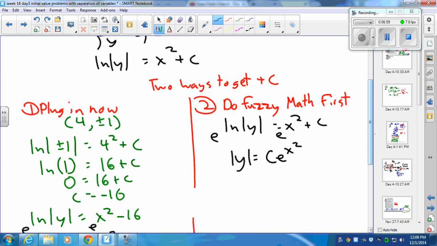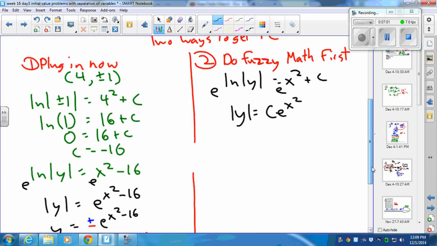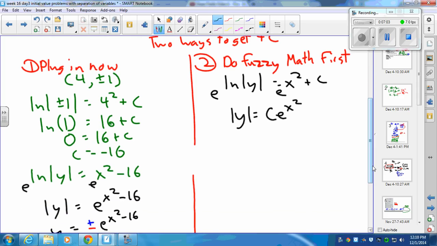But realize this, the absolute value breaks into two different guys. It's either the plus version or the minus version. So technically, you would be saying it's either y equals plus Ce to the x squared, or y equals negative Ce to the x squared. But here's the thing, positive C or negative C in fuzzy math world is still just C.